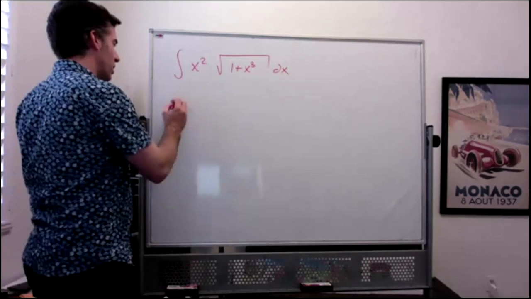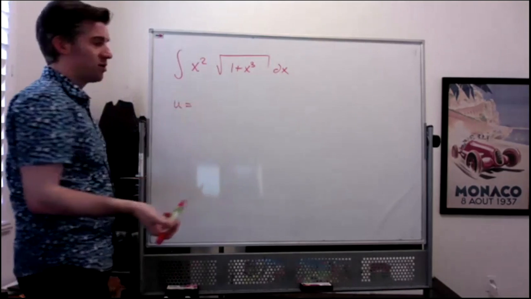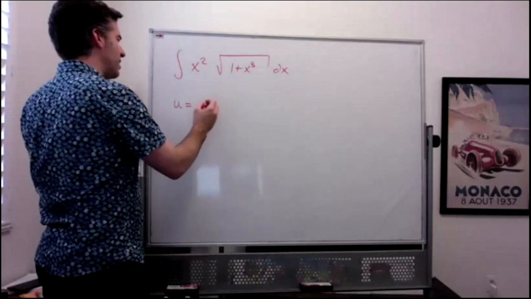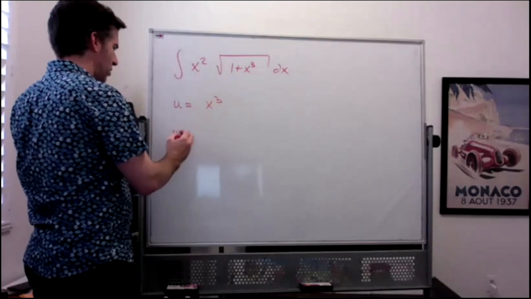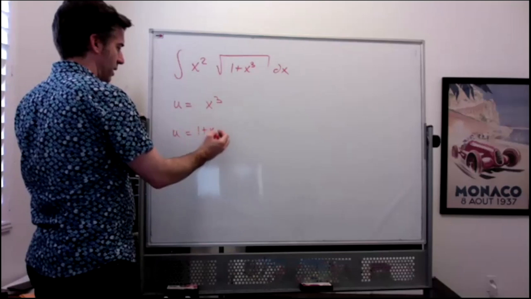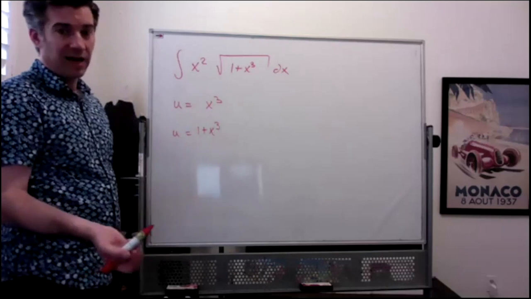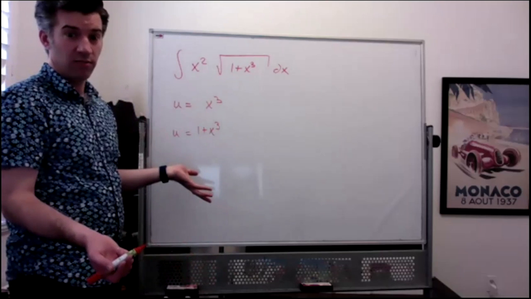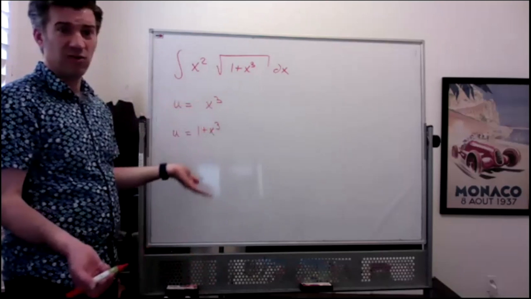And we're going to make the choice to let u equal... Now, we actually have a couple choices. Should we let u equal x cubed, or should we let u equal 1 plus x cubed? Either way, the derivative is going to be 3x squared. Which of those seems like the better choice?